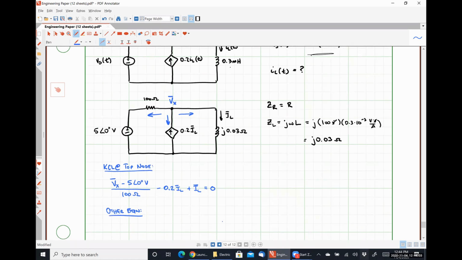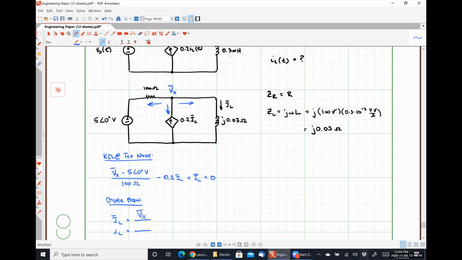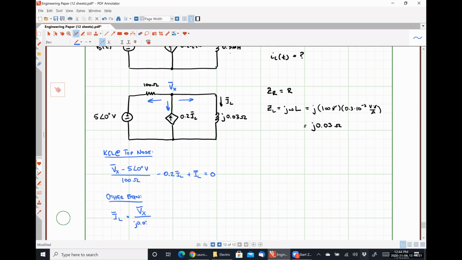All right, so using Ohm's law, IL is equal to Vx divided by j0.03 ohms, and we can substitute that in to here and here. So that means we're going to have Vx over 100 ohms. I'm going to put my equal sign way over here.